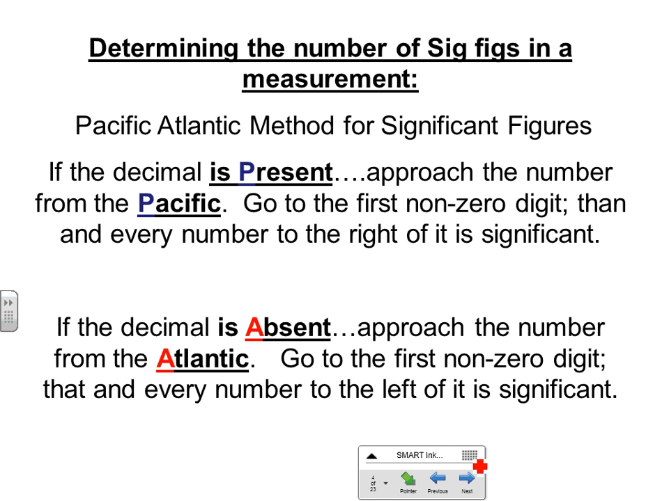If you have not heard about the Pacific and Atlantic method for significant figures, it's here.